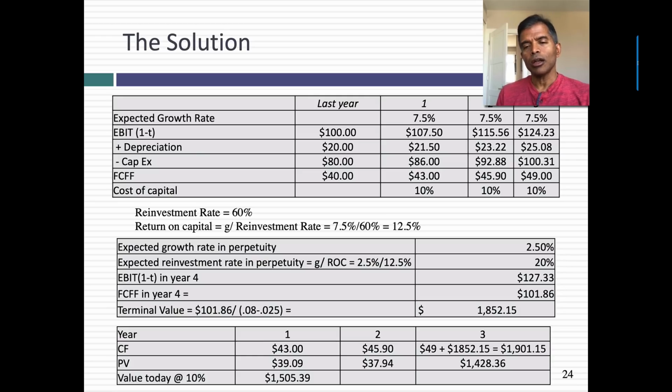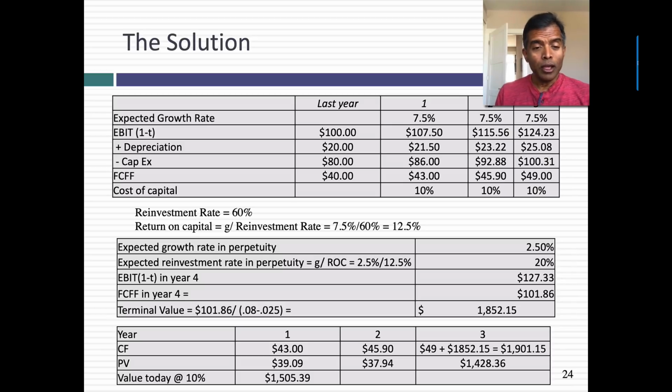So let's start with what you're given. You're given the free cash flows to the firm every year, right? And if you look every year, it looks like I'm reinvesting 60%. If you don't believe me, here's the way to do it. Take your free cash flow to the firm and divide by your after-tax operating income. 40 divided by 100 is 40%. 43 divided by 107 is 40%. In fact, every year, it looks like my free cash flow to the firm is 40% of after-tax operating income.